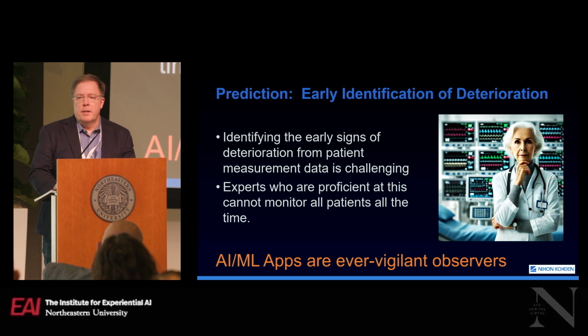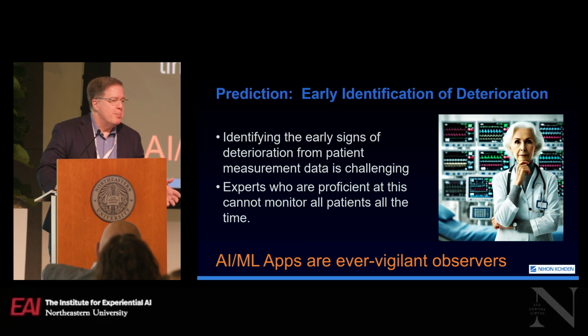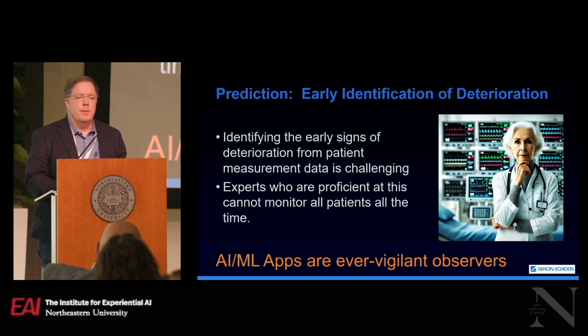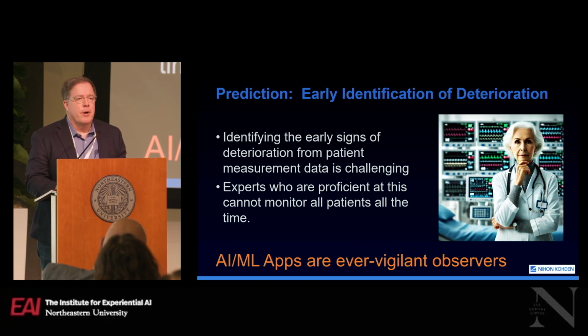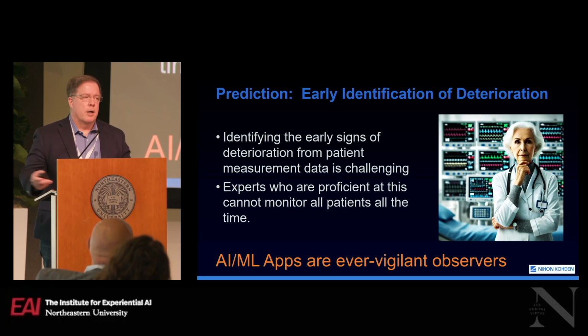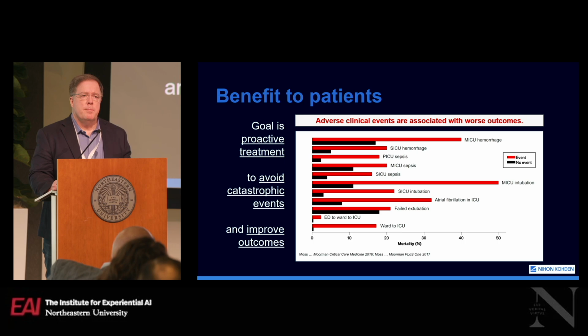Now, there are clinicians that are very adept at identifying deteriorating patients, but unfortunately, they're not able to monitor all patients through all time. Well, AI and machine learning can. And in fact, AI and machine learning has access to variables and metrics that clinicians don't have, and can bring the same standard of care, that is the same predictive performance, across all hospitals. And there's also significant benefit to patients.